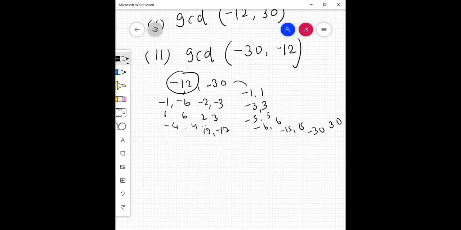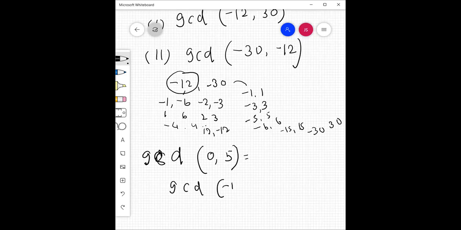Okay, let's see the next one. GCD of 0 and 5. What is the greatest common divisor of these numbers? Yeah, it is 5. Okay, what about this one? GCD of minus 1 and minus 1. It is 1, right? So, okay. So that is the definition.